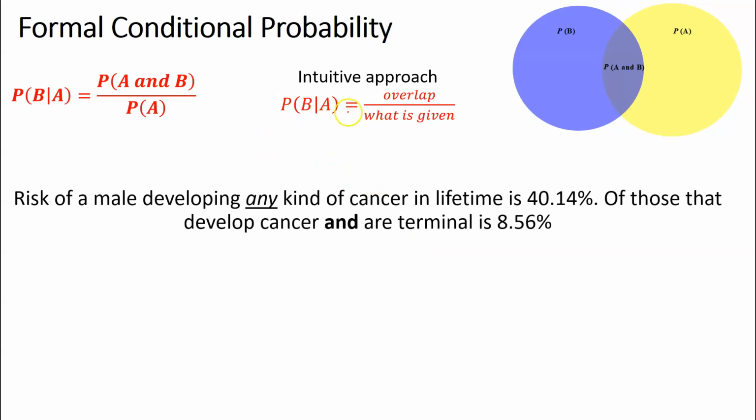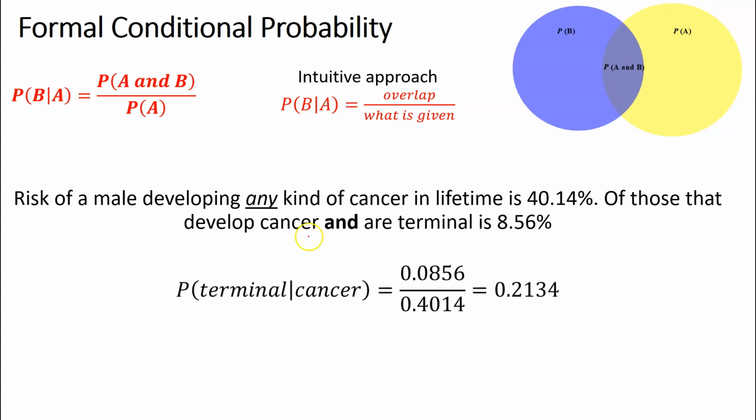Okay, so keep the intuitive approach in mind. Sometimes it's helpful. Let's take a look at this. The risk of a male developing any kind of cancer in their lifetime is 40.14%. So just any cancer: lung cancer, bone cancer, blood cancer, whatever. Of those that develop cancer, so given that they've developed cancer, and are terminal, it is 8.56%. Okay, so they've developed cancer and they're going to be terminal. 8.56% is what their probability is.